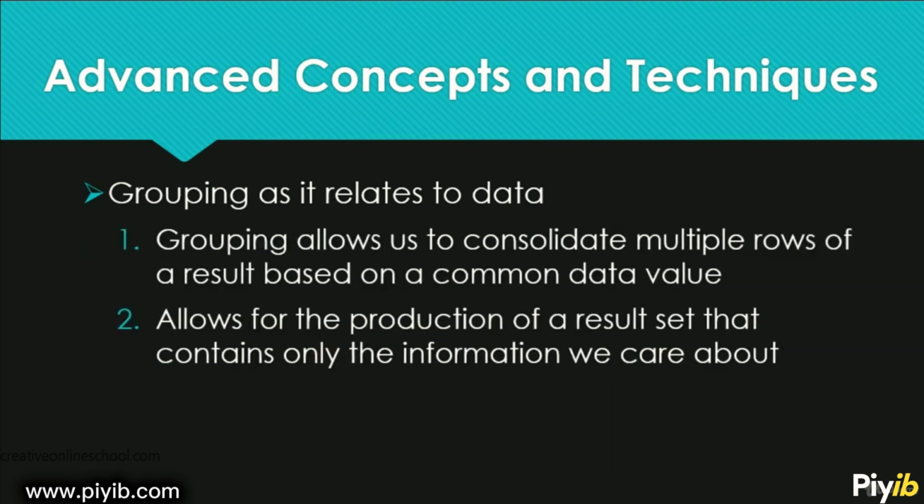So, grouping as it relates to data. Grouping allows us to consolidate multiple rows of a result based on a common data value. That means if our original query produced 5 rows, but they're all for the same person, we can consolidate it down to 1 row. And that allows for the production of a result set that contains only the information that we care about. Well, let's see it in action.